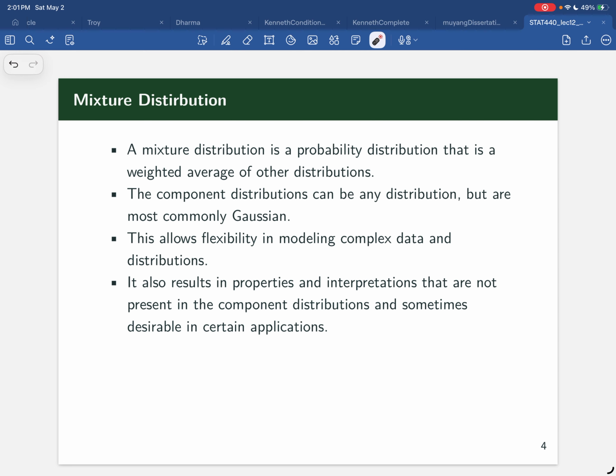And as the slide says, it results in properties and interpretations that are not present in the component distributions. Basically, the idea here really is by mixing a bunch of pretty simple distributions, we can get a very complex distribution.